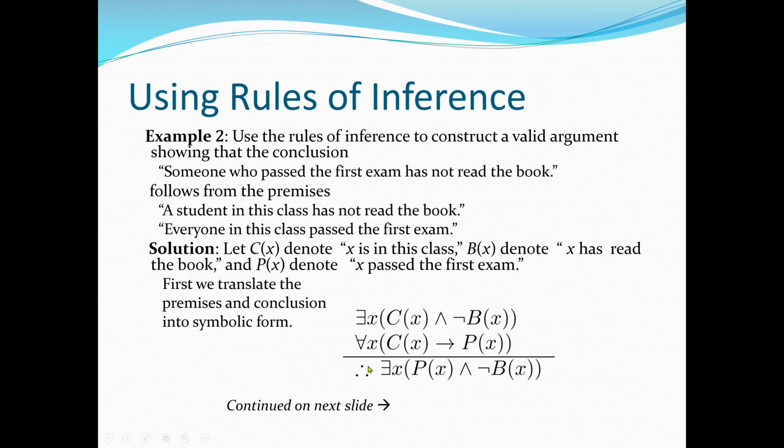All the students are in the class and we have P(x). Therefore, some students have P(x) and not B(x). Because we have P(x) and not B(x), and C(x). So we'll represent the P(x) and not B(x) with an existential statement.